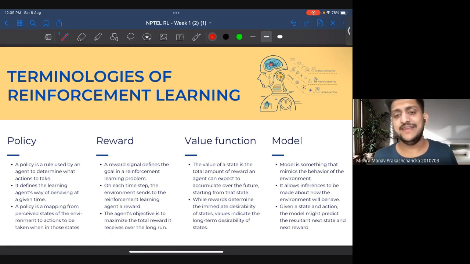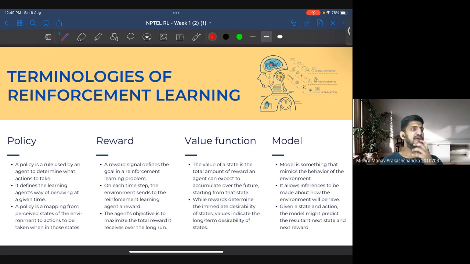Okay, and finally, we have a model. A model is something that mimics the behavior of the environment. So model is basically the dynamics that is inbuilt in the environment. So the environment that the agent is in has certain dynamics. It has some state action pair which it converts to the next state and so on.